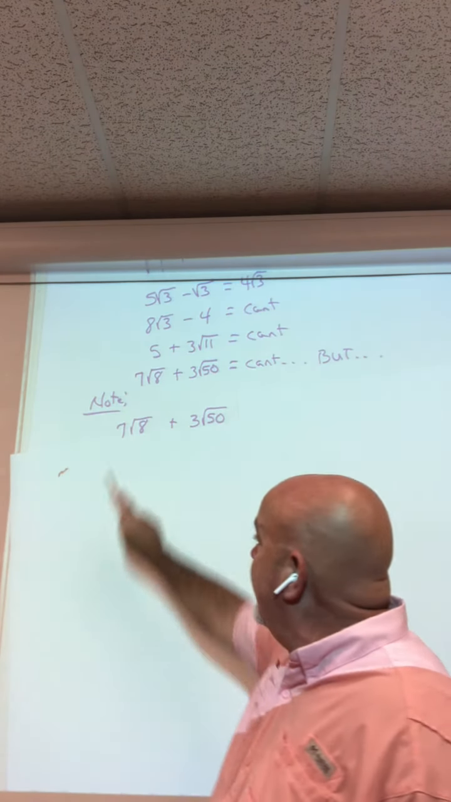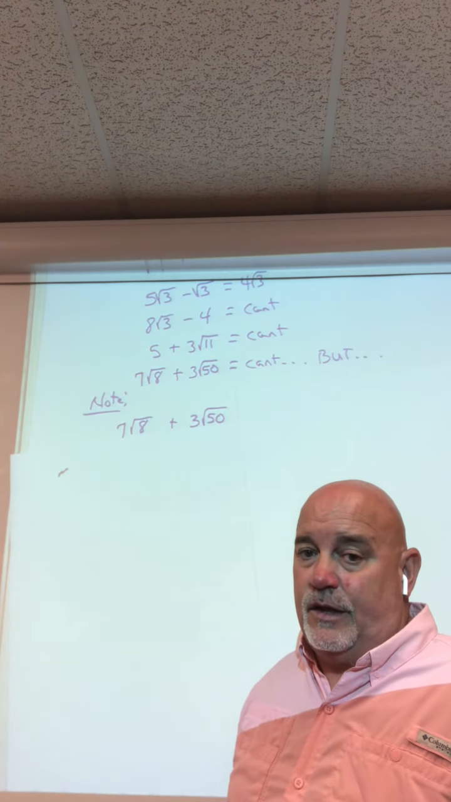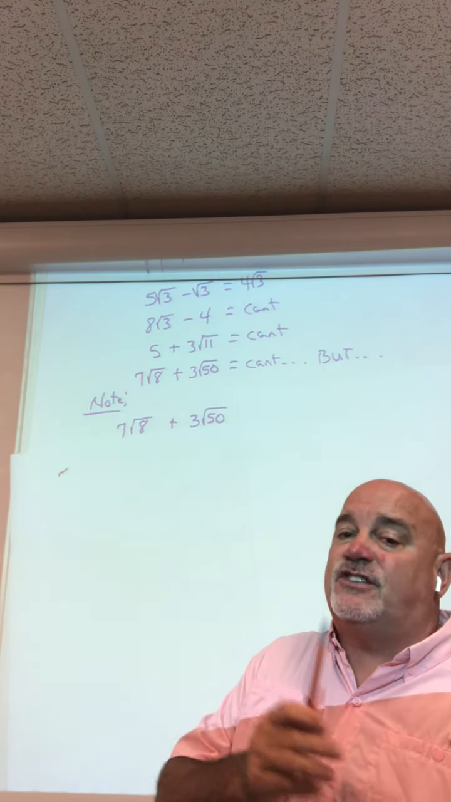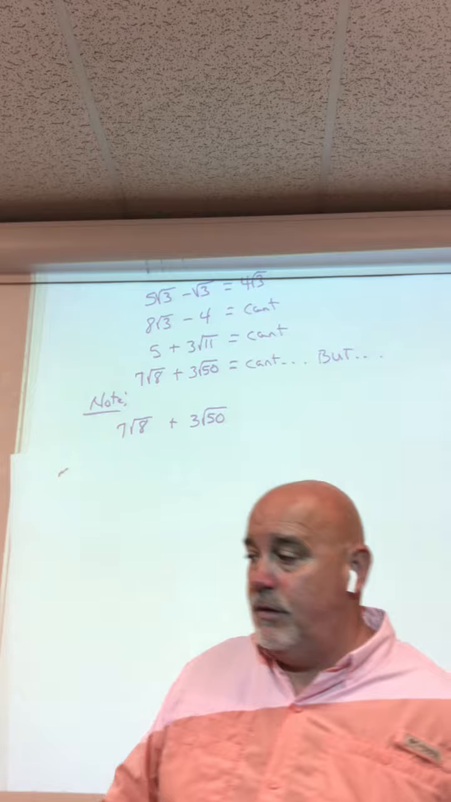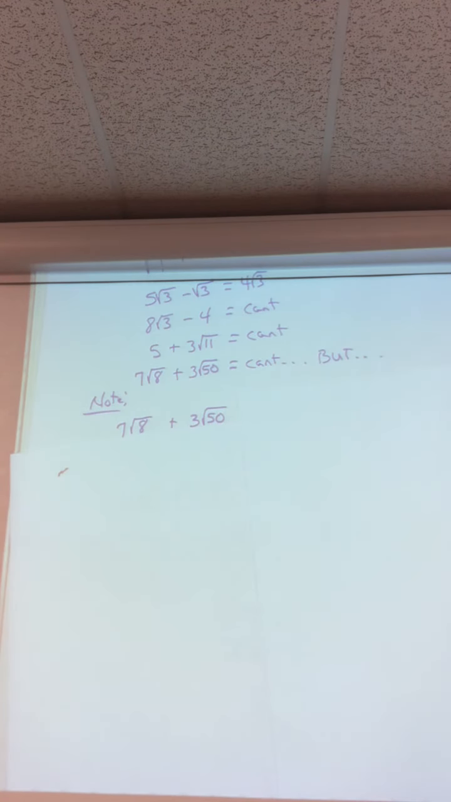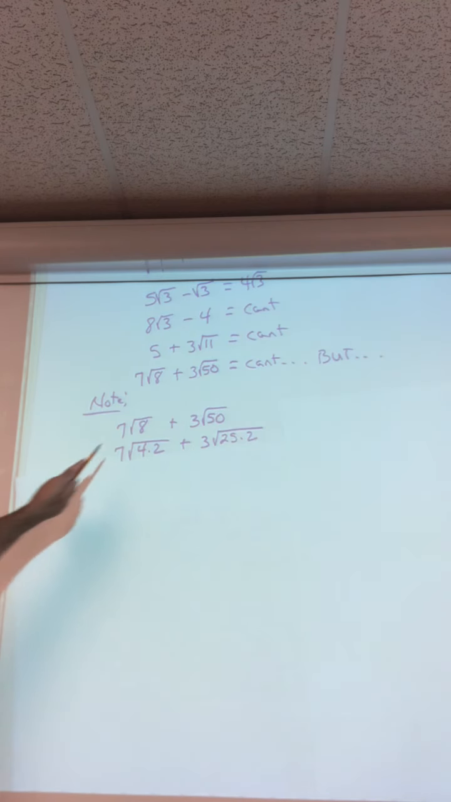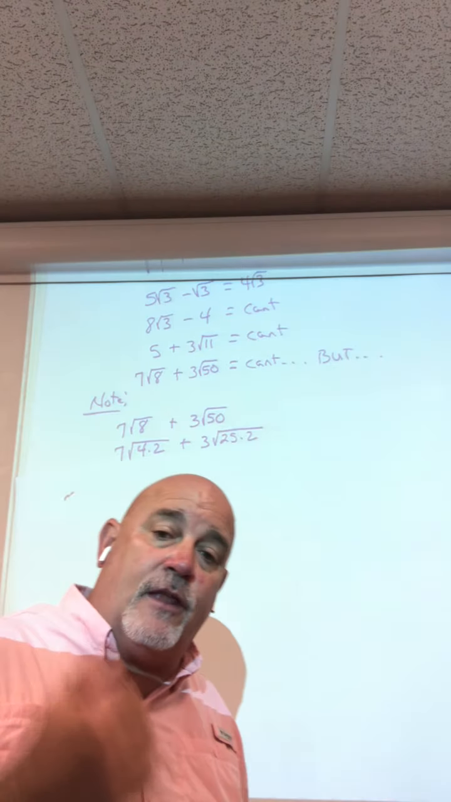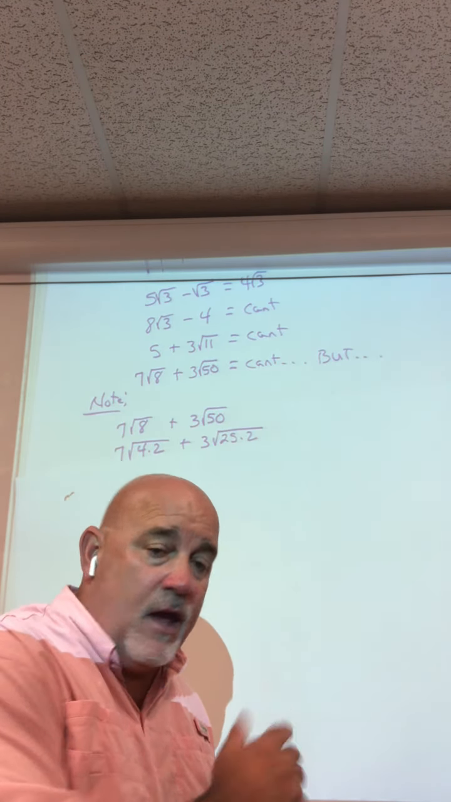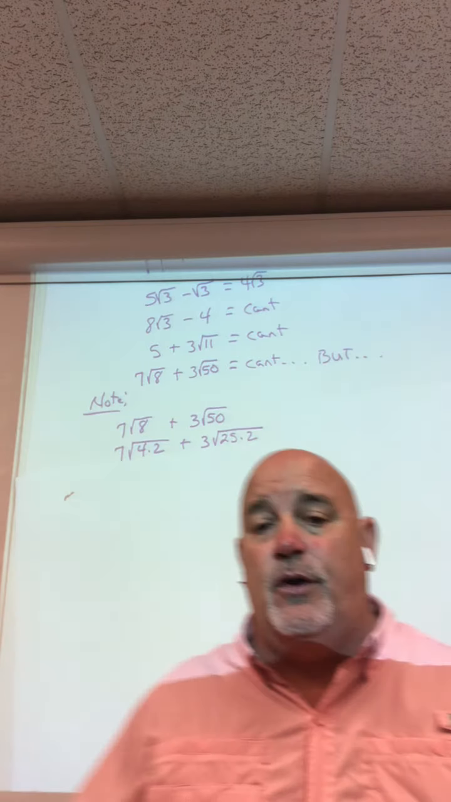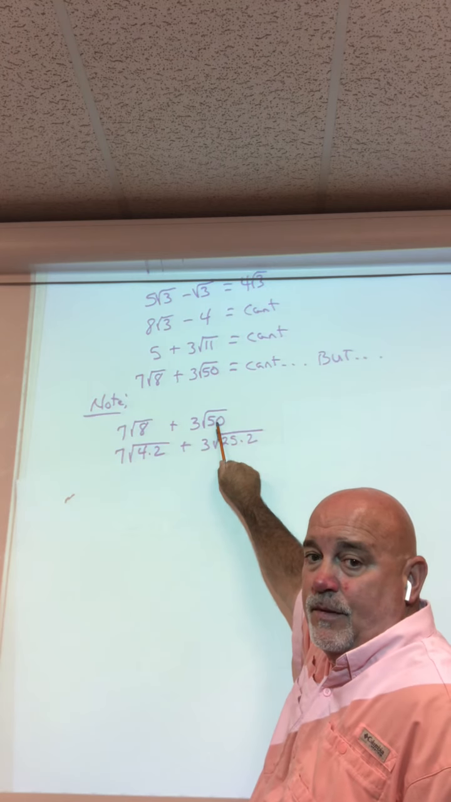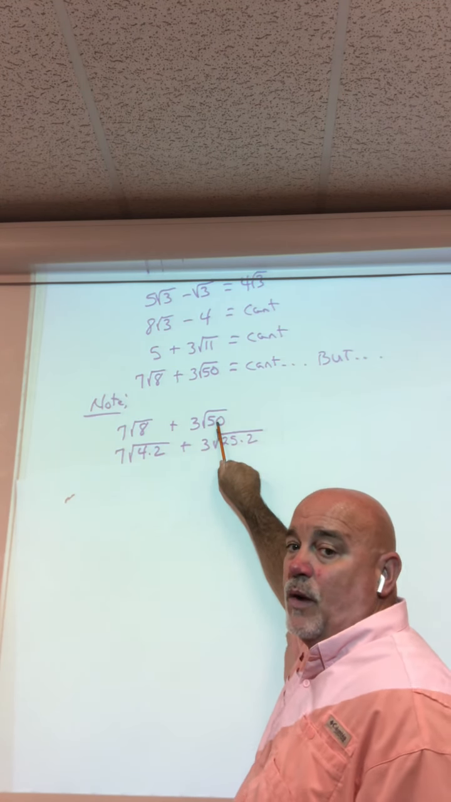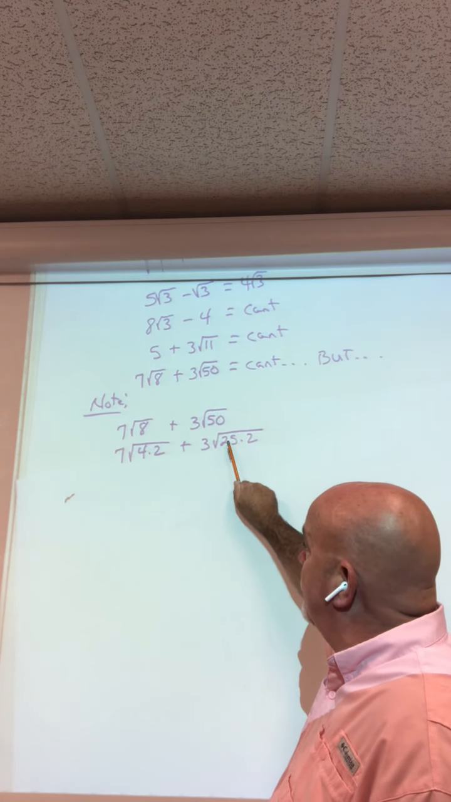But question, is square root of 8 reduced? In other words, is there a perfect square that divides into 8? Yes, 4 will. So rewrite 8 as 4 times 2. Now remember, if you're in the right mode, your calculator will do this for you. I don't care whether you let the calculator do it or you do it manually. That's up to you. Doesn't matter. Now, can I reduce square root of 50? Is it divisible by a perfect square? Yes. 25. So 25 times 2.